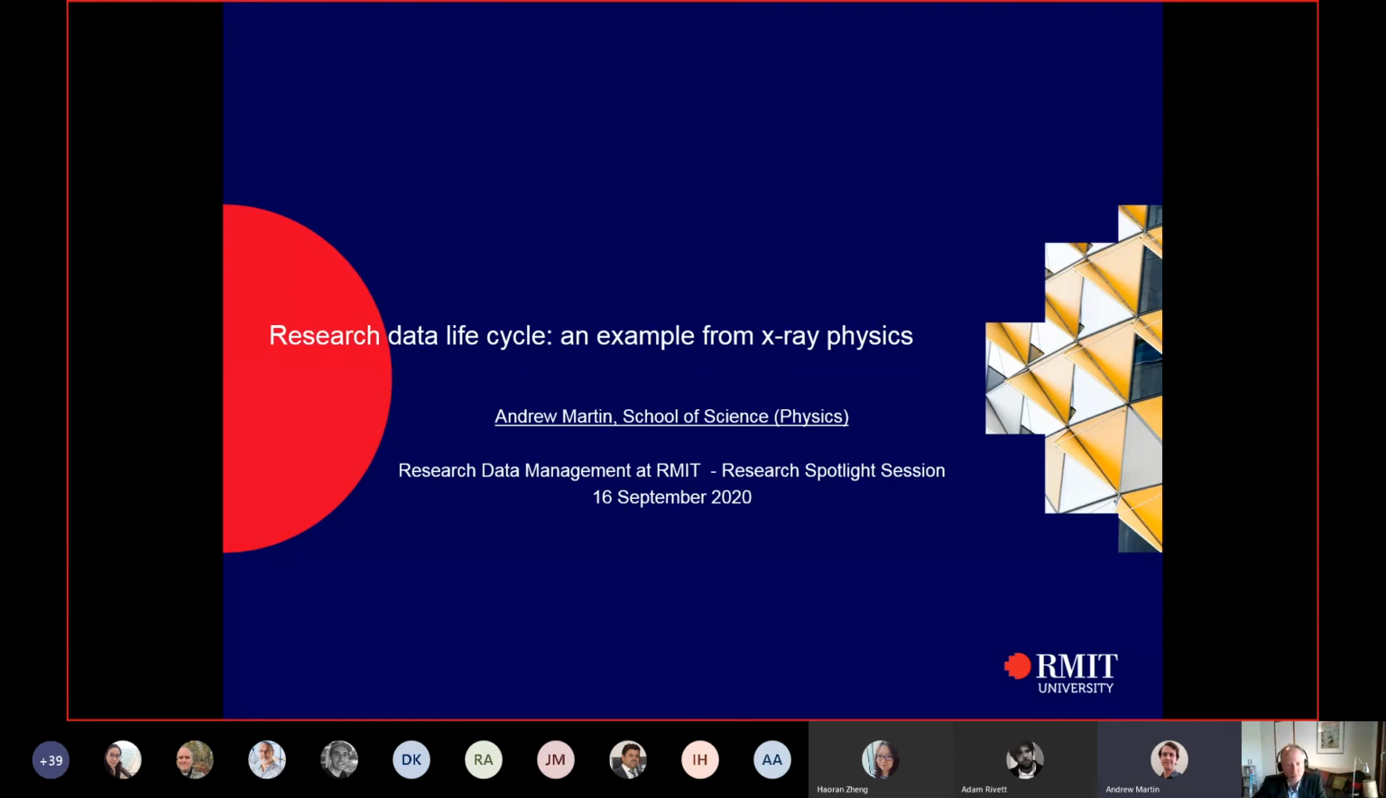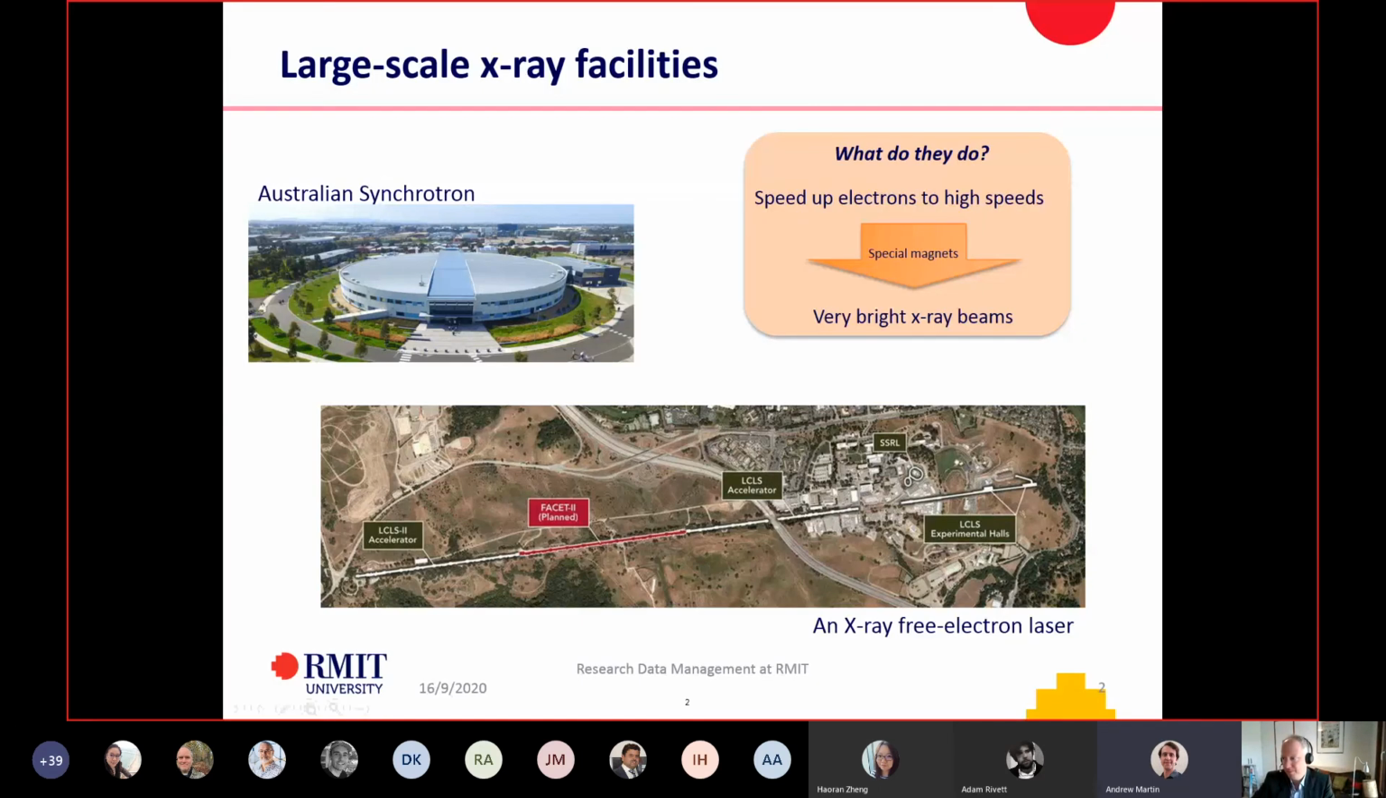Okay, you want to go to the next slide, Sam? There we go. So I guess first I'll just give you a little bit of background about the scientific field that I come from. Essentially it's a field that uses very large X-ray facilities like the Australian synchrotron, which is down in Clayton in Melbourne, just over the road from Monash. Or I think the other ones that I use are some international facilities called X-ray free electron lasers. These facilities are really large. The Australian synchrotron is about the size of a football field.